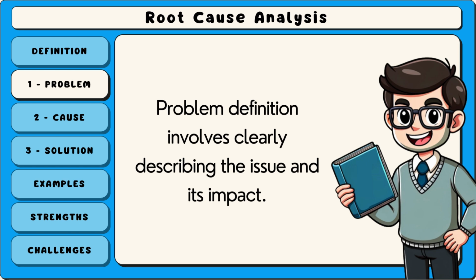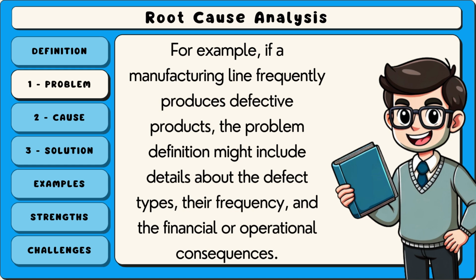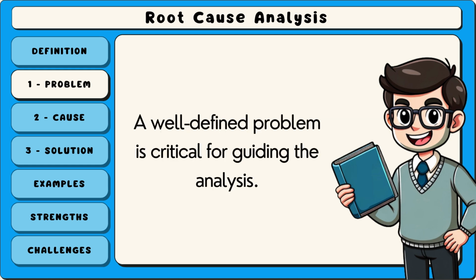Problem definition involves clearly describing the issue and its impact. For example, if a manufacturing line frequently produces defective products, the problem definition might include details about the defect types, their frequency, and the financial or operational consequences. A well-defined problem is critical for guiding the analysis.